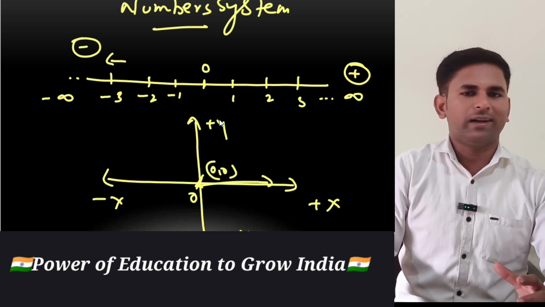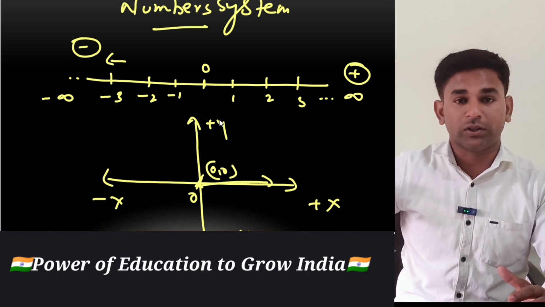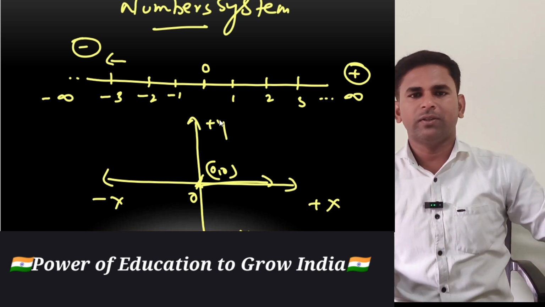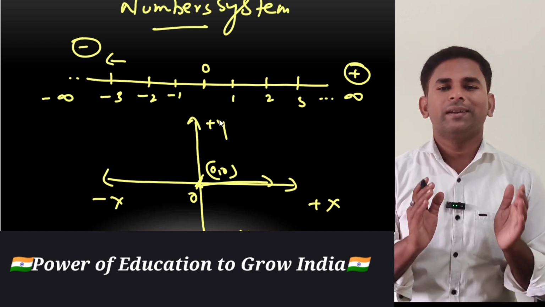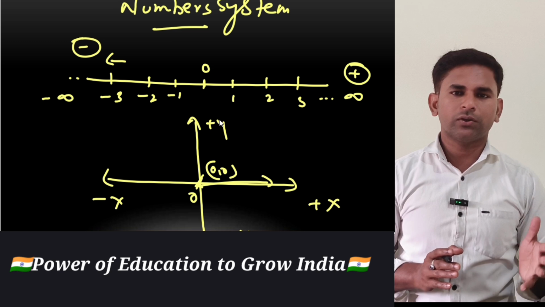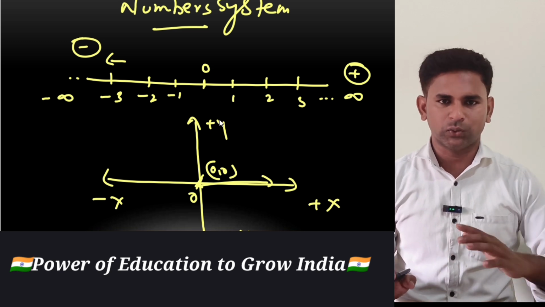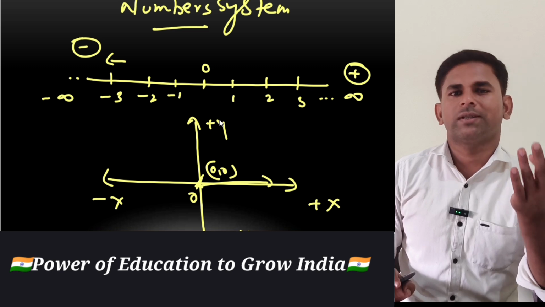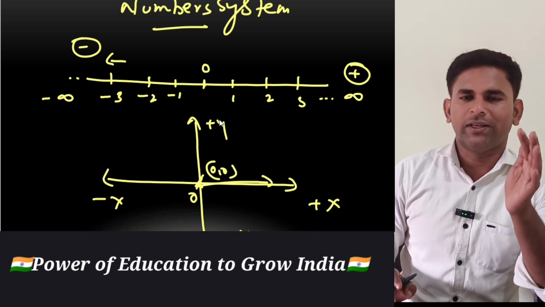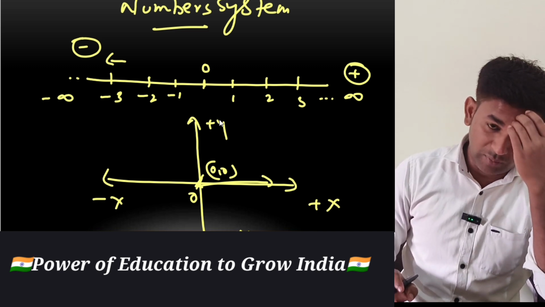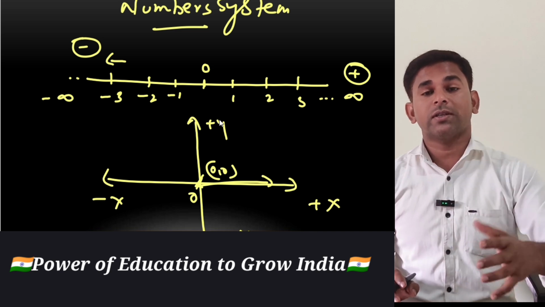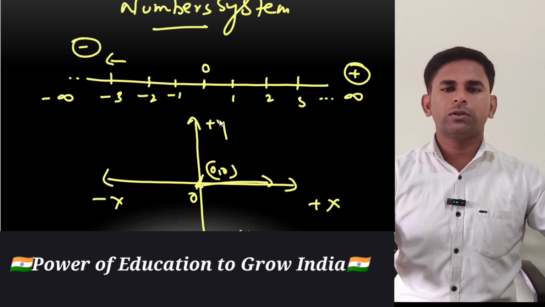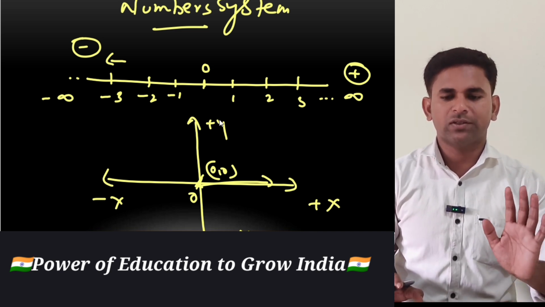If you go to the right-hand side, you are considering positive integers. If you go to the left, you are considering negative integers. If you consider numbers like this, you have the different types: natural numbers, whole numbers, integers, then rational numbers, and then irrational numbers. Whenever you discuss real numbers, you merge all these things. Please try to understand.